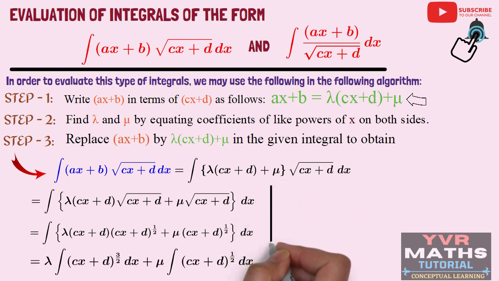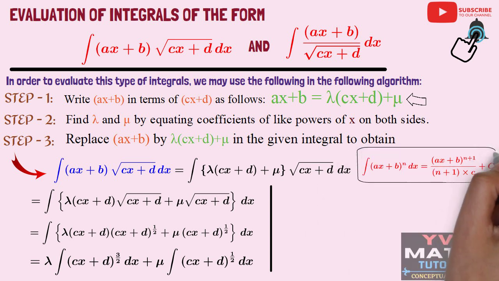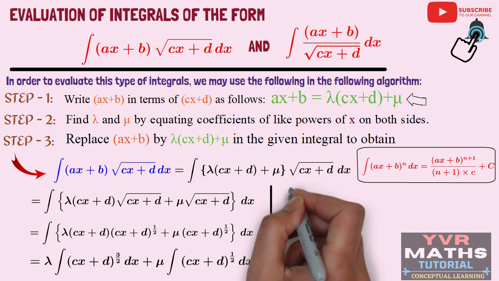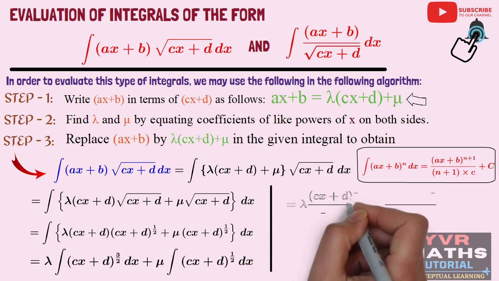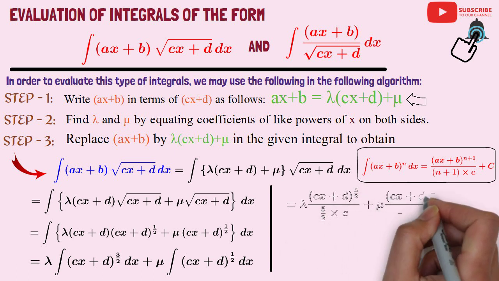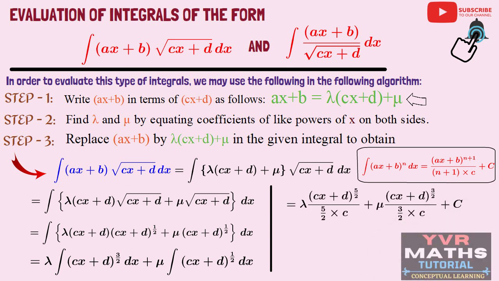So already we have discussed some basic formulas in the previous classes. So we know what is the integration of (ax+b)^n dx. So based on that formula, I will write the next step. See here: λ into (cx+d)^(5/2) by (5/2) into c, plus μ into (cx+d)^(3/2) by (3/2) into c, plus capital C.